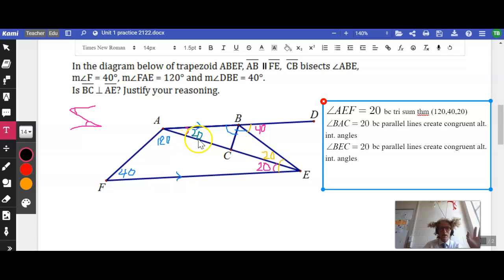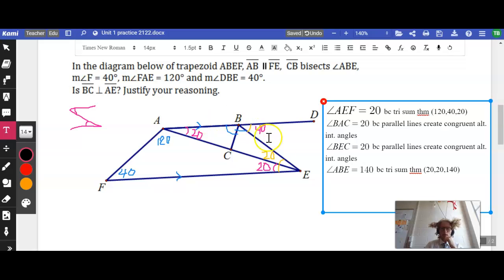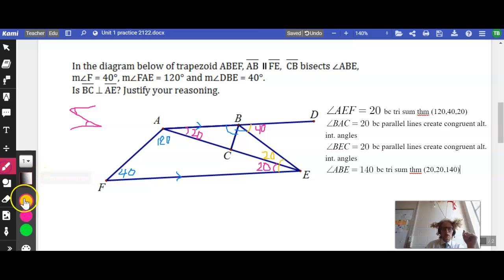So we can find out what this whole angle is because this angle is 20 and this angle is 20 as well. So we can figure out what angle ABE is. There you have it. This whole angle ABE is 140. Now, here comes the part about the angle bisector. If the whole angle is 140 and BC cuts that angle in half, how much is each piece? Well, each piece would have to be 70 because you're cutting it in half.